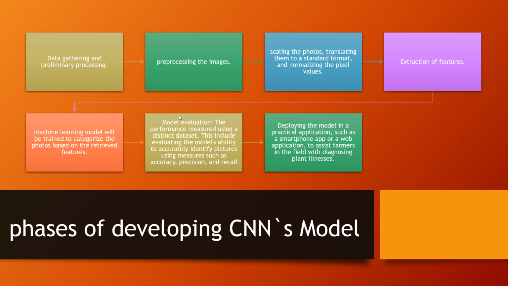After that, the next step is to extract the features from those selected images. In the second phase, the machine learning model is trained to categorize the photos based on the retrieved features. The next step is the model evaluation. During the model evaluation, performance is measured using a distinct dataset. This includes evaluating the model's ability to accurately identify the pictures using measures like accuracy, precision, and recall.